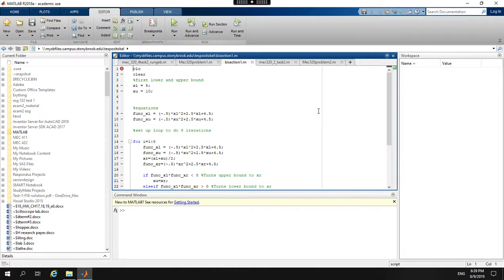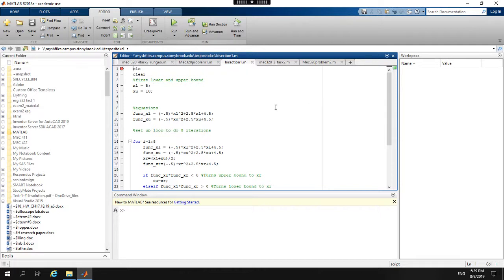So in our previous video, we did a bisection method problem by hand, and we only did 3 iterations. This time we're going to do 8 iterations, and we're going to do it in Matlab. Since the bisection method is very repetitive and a lot of calculations in your calculator, Matlab is by far probably the best way to do it.